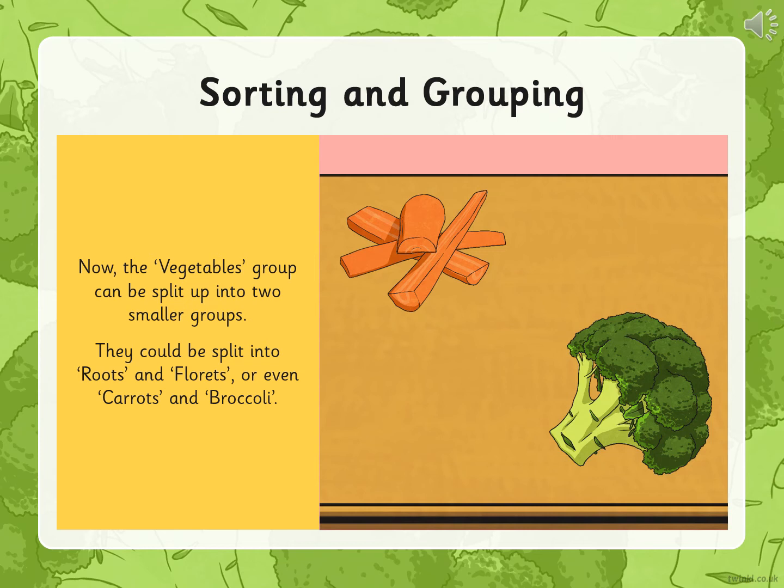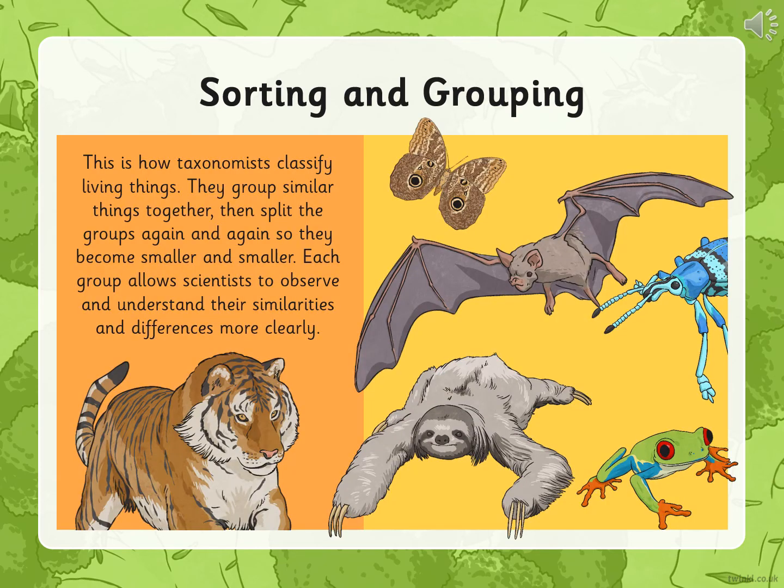Now, the vegetable group can be split into two smaller groups. They could be split into root vegetables and floret vegetables, or even carrots and broccoli. This is how taxonomists classify living things. They group similar things together, then split them into groups again and again, so they become smaller and smaller. Each group allows scientists to observe and understand their similarities and differences more clearly.